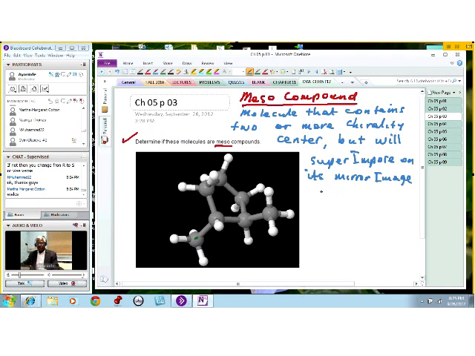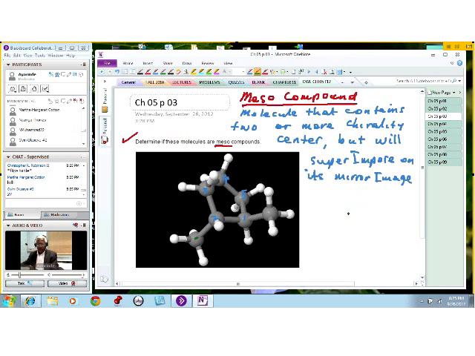So therefore, when we take a look at this molecule here, the first thing that we need to ask ourselves is, does it have chirality centers? Let me go ahead and number these carbons: carbon 1, carbon 2, carbon 3, carbon 4, and carbon 5. This is a cyclic molecule. So can anybody tell me how many chirality centers we have in this molecule, if we have any at all?